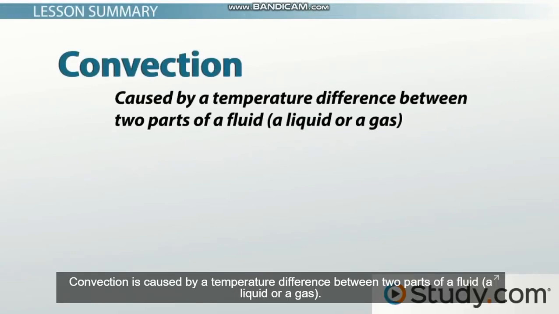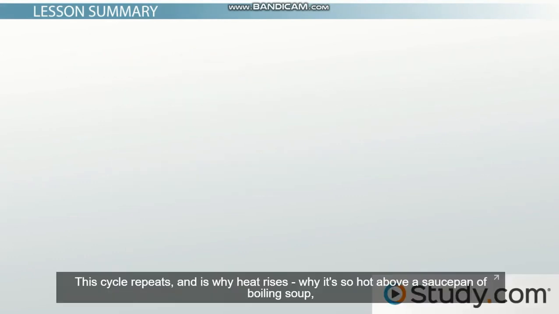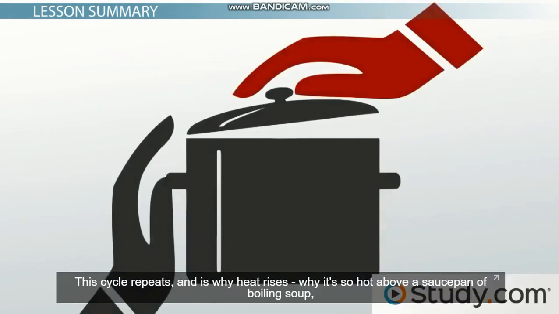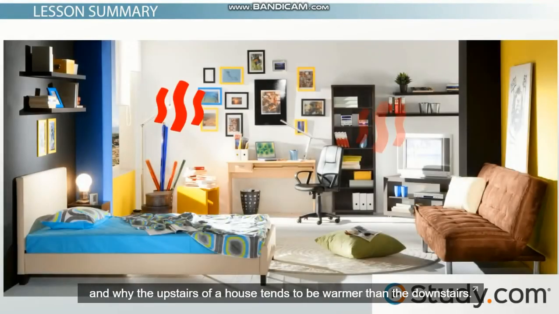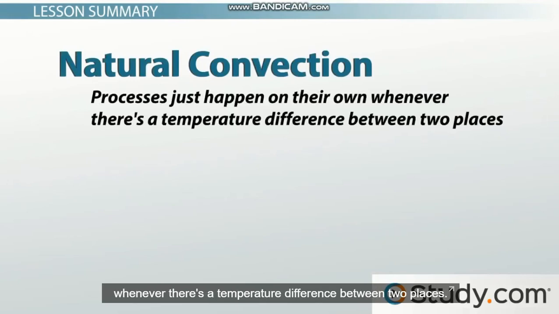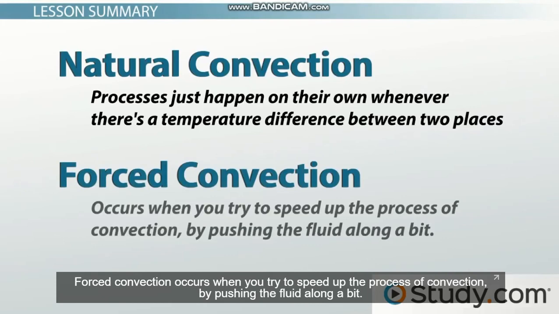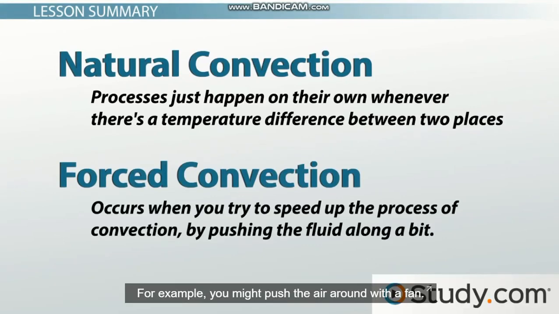Convection is caused by a temperature difference between two parts of a fluid, a liquid or a gas. In convection, the hot dense part of the fluid rises and the cooler part sinks. This cycle repeats, and is why heat rises, why it's so hot above a saucepan of boiling soup, and why the upstairs of a house tends to be warmer than the downstairs. Natural convection is where processes just happen on their own whenever there's a temperature difference between two places. Forced convection occurs when you try to speed up the process of convection by pushing the fluid along a bit. For example, you might push the air around with a fan.